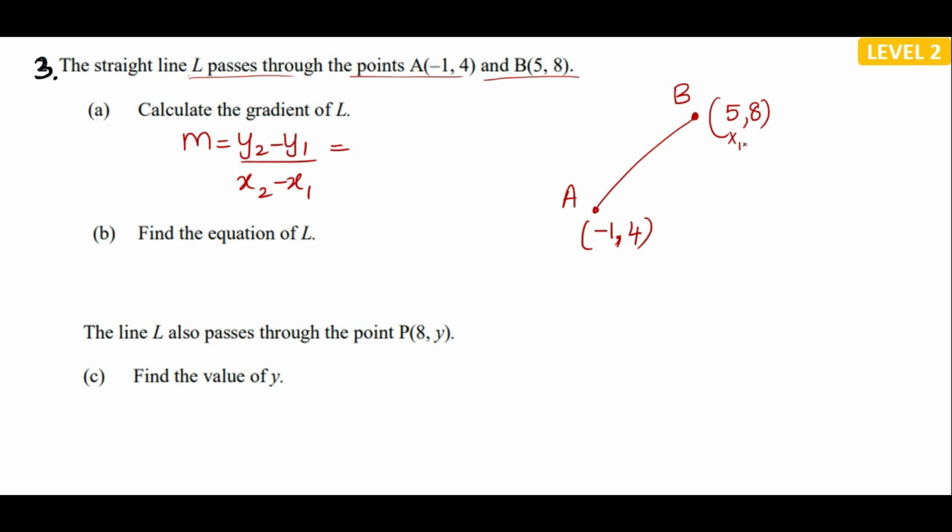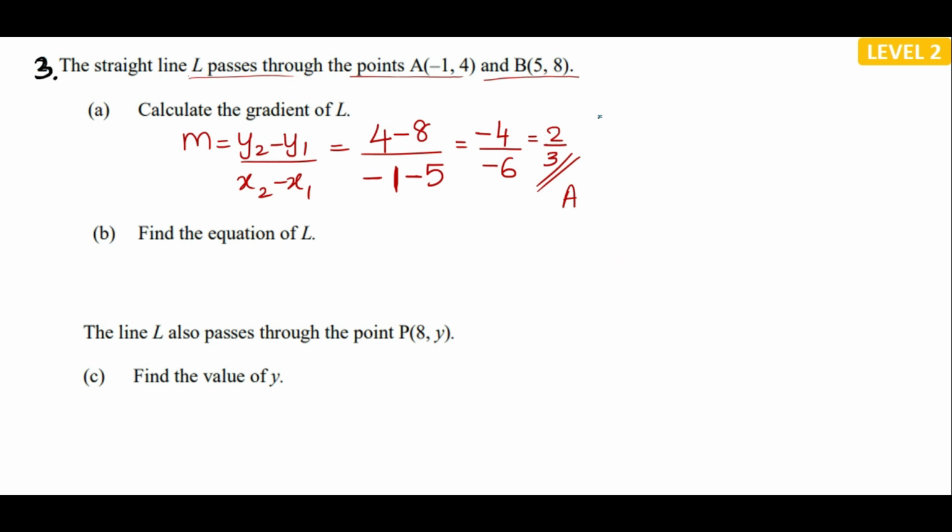So this is your x1 and y1, this is your x2 and y2. So it's a direct substitution into this value for y2, y1, x2 and x1. So 4 minus 8 over, see, x2 is negative 1, so negative 1 minus x1 is 5, which is equal to minus 4 over minus 6, which gives me 2 over 3 when simplified.